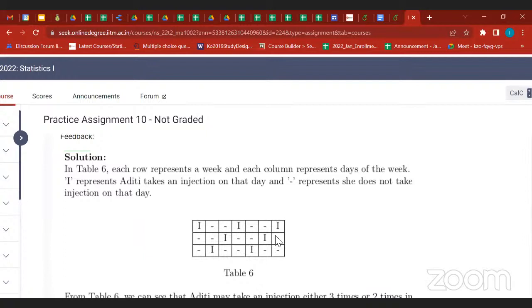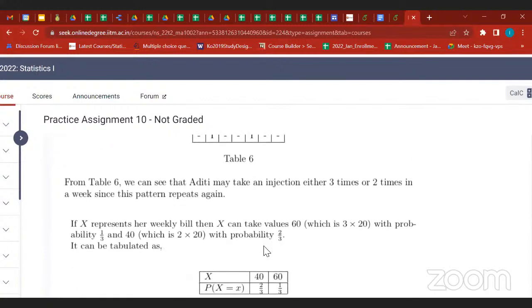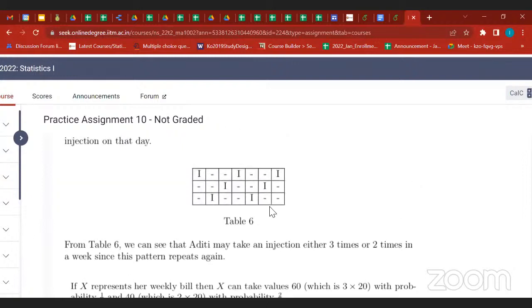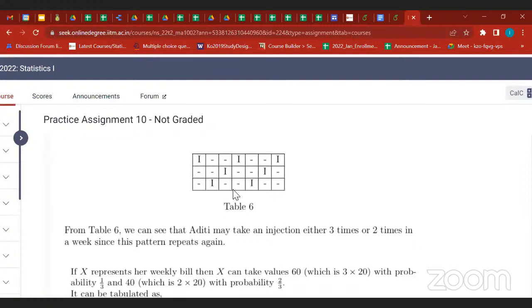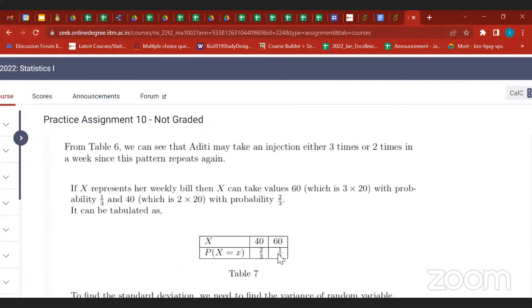If you notice over here, in every 3 weeks, there will be 1 week where you will take 3 injections and 2 weeks where you will take 2 injections, right? Yes, sir. So out of every 3 weeks, in 2 weeks you need to take 2 injections. So the probability that you will take 2 injections is 2/3. And of every 3 weeks, only 1 week you will be taking 3 injections, so the probability is 1/3. The cost for 3 injections is 60 and for 2 injections is 40. That's what the random variable X denotes over here.